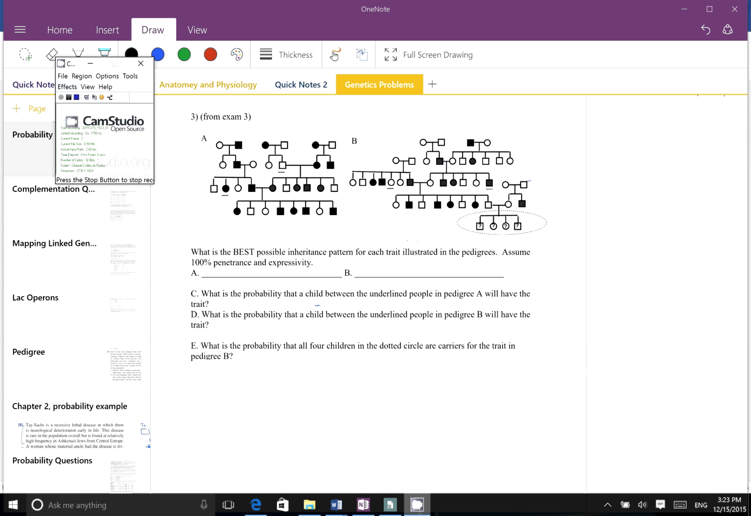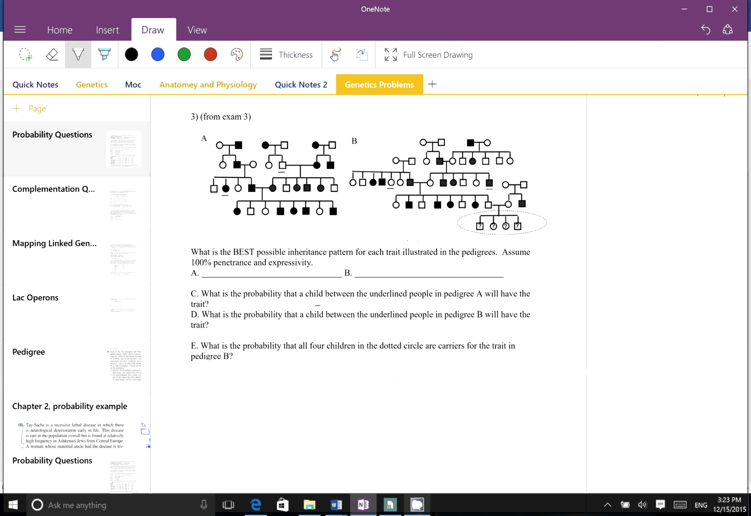Okay, so the third question is from exam 3. Here we're going to work with pedigrees and ratios or probability. So looking at pedigree A, what I usually try to do is figure out whether it's dominant or recessive. Sometimes looking at one segment helps.